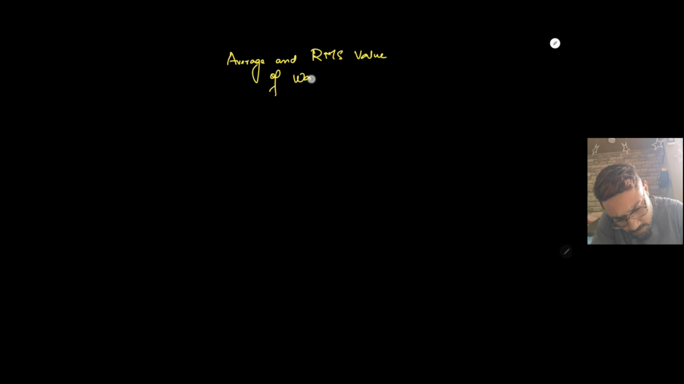Okay, now we'll start with average and RMS value of a waveform. So let's see what are those. So average, you already know what is average, and RMS means root mean square. So we'll come to this. Let's start with average first, average value of a waveform.